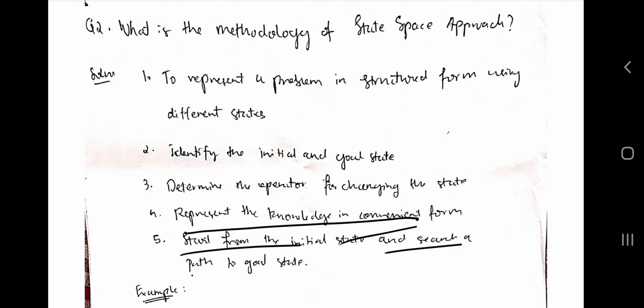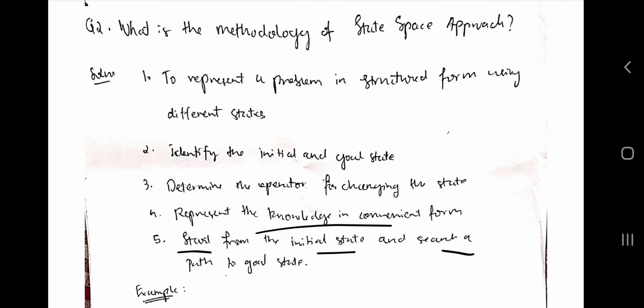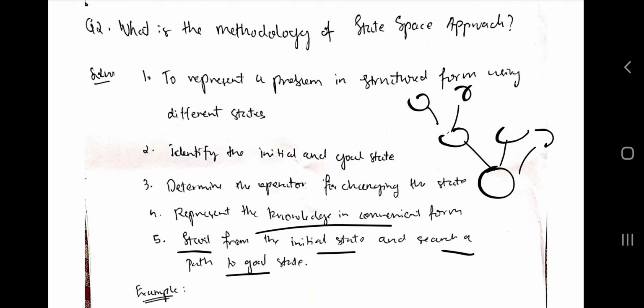Start from the initial state and search a path to the goal state. So there are two things left: represent the knowledge in the convenient form, and start from the initial state and search a path to the goal state. Once you start, you can go to many paths here, but all those paths are not equally far from the goal. Some might be just one step away from the goal. So we have to choose the best one. So how to choose the best one?